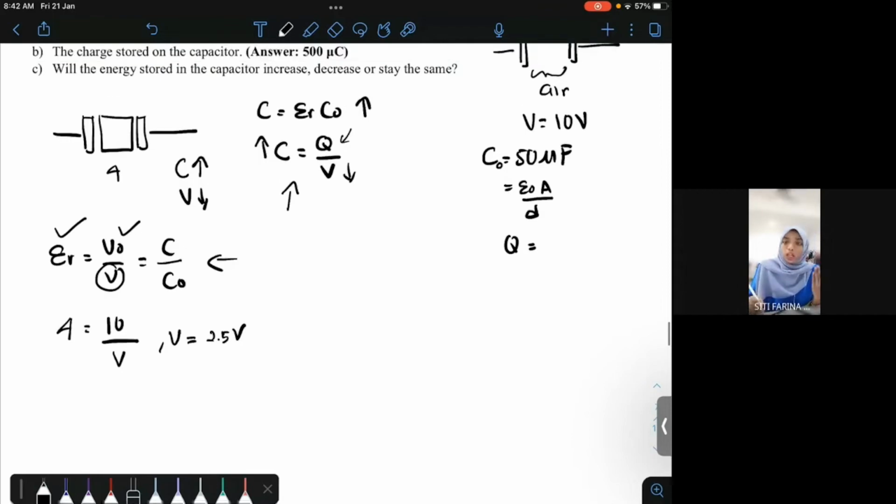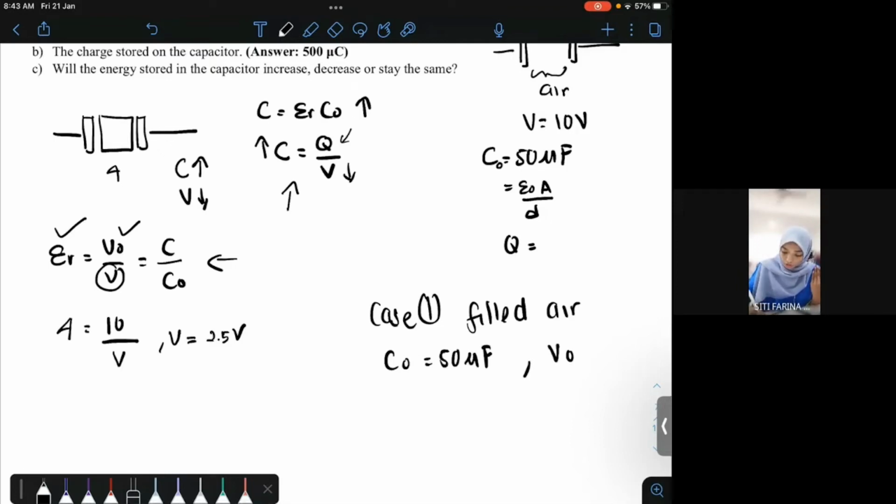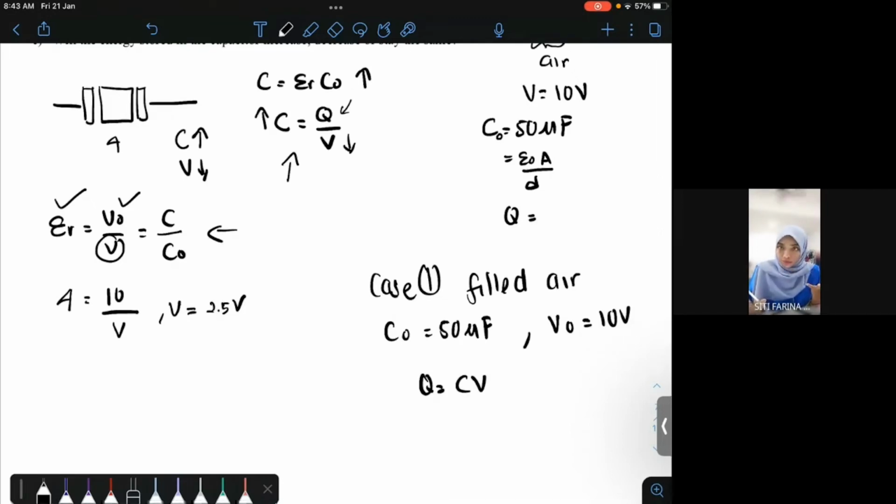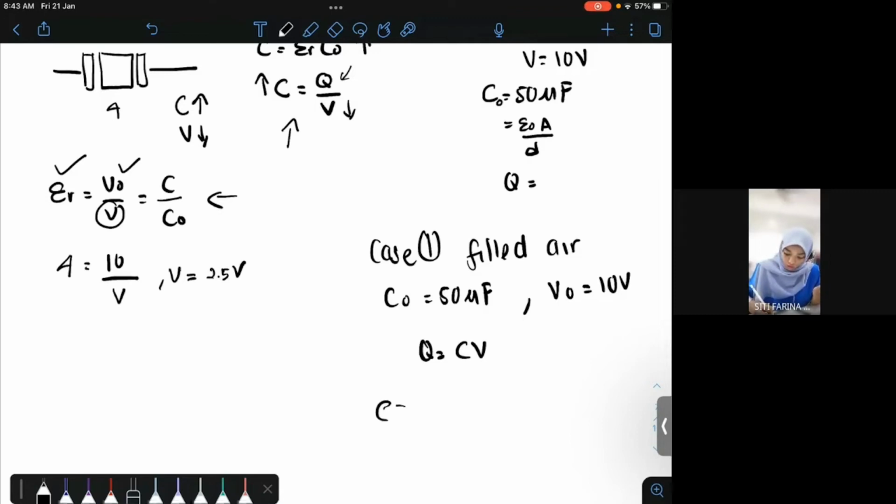So, you can either use information from the first case, iaitu case pertama kita adalah filled with air. Bila filled with air, you have your C naught sebanyak 50 microfarad dan juga V naught sebanyak 10 volt. You can find your Q is equals to CV menggunakan informasi ini. Ataupun you can also use information on second case kamu, iaitu after you filled with dielectric.